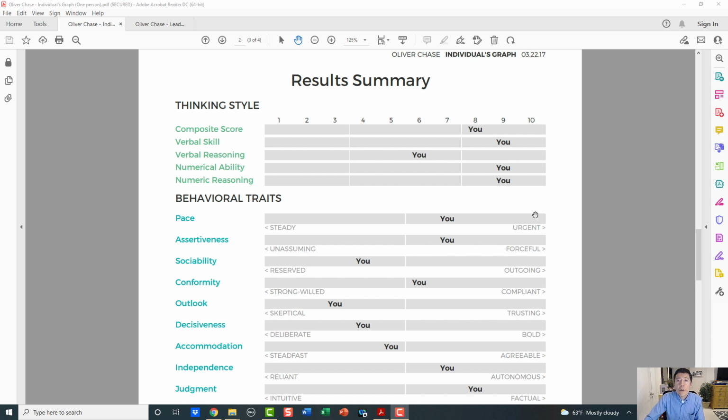You can see this person also has high verbal skill, reasonably strong verbal reasoning, and also high numerical ability and numeric reasoning. Depending on the type of position they're entering into, these high scores could also serve them well. One thing to be careful about when coaching leaders who have high scores in this thinking style section is to ensure that they're flexible and able to work with a variety of different people at different levels who may not have the same strong scores that they have.